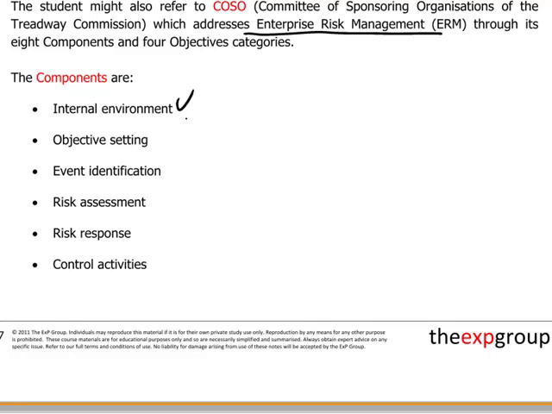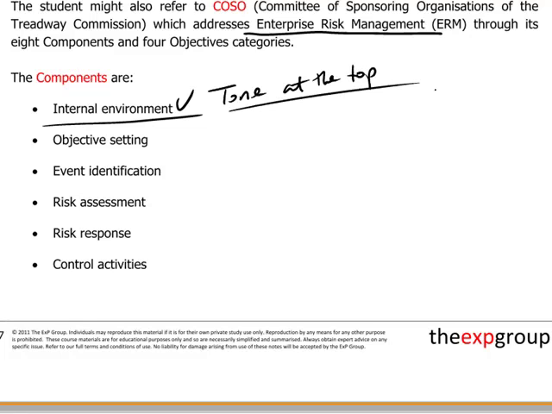Internal environment addresses itself to the general environment of the company, particularly with regard to the people's awareness and attitude towards risks. And also important is the attitude of senior management and the tone at the top. In other words, how seriously is management taking the importance of risk management through the organization. That really sets the scene, because risk management is only given importance if it's emphasized at the top.